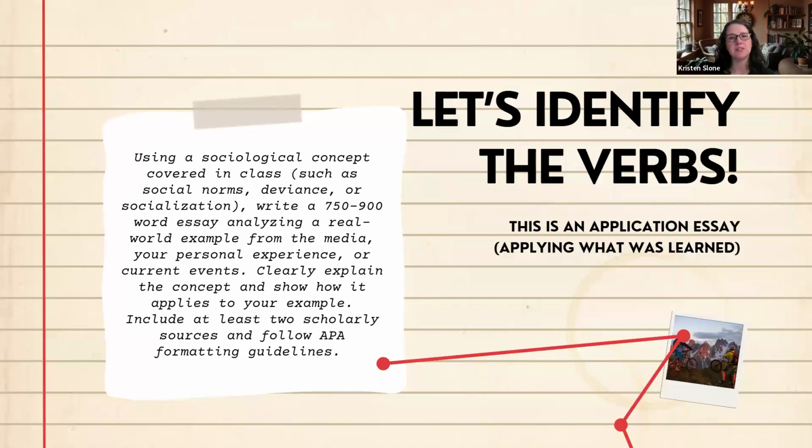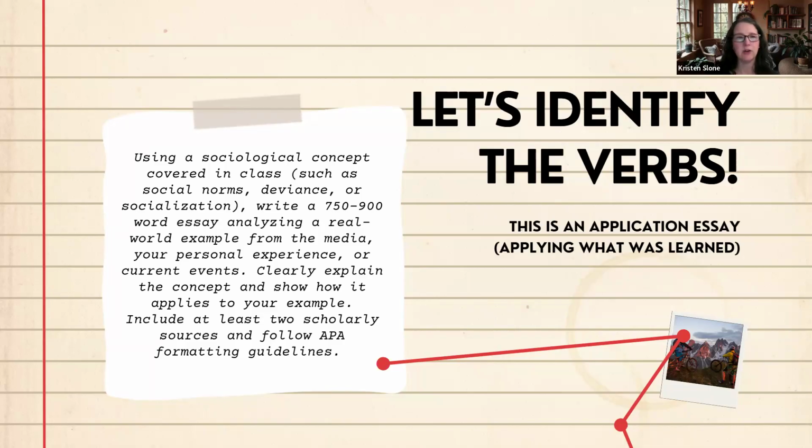Let's identify the verbs. This is a hypothetical prompt from an application essay, in other words, applying what was learned. It says: using a sociological concept covered in class, such as social norms, deviance, or socialization, write a 750 to 900 word essay analyzing a real world example from the media, your personal experience, or current events. Clearly explain the concept and show how it applies to your example. Include at least 2 scholarly sources and follow APA formatting guidelines. This is from a sociology class, social sciences. They do not use MLA, they use APA, which is why it says follow APA guidelines.